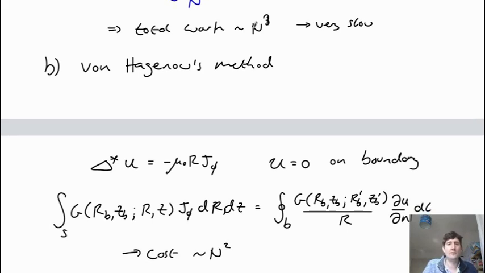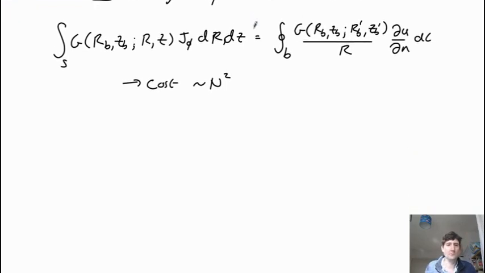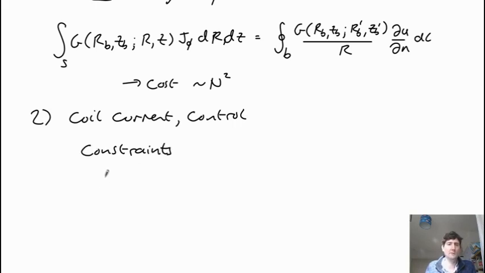Then we need a way of setting the currents in the coils. And so part 2 is the coils: coil currents and control. There are several different constraints we can set. Some common ones are, for example, we set 2 locations to be equal. I'll call this the isoflux condition.